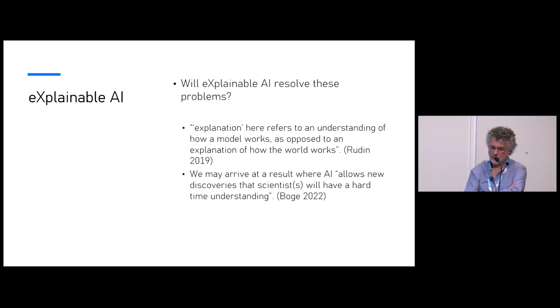A solution that has been proposed by computer scientists is the development of what they call explainable AI. So here they are trying to develop models which in turn will try and explain the way in which AI produces the results it does. But this seems not to be a very complete solution to all the problems mentioned above, because explanation here, as Rudin says, refers to an understanding of how a model works, but not an explanation of how the world works, right? And this, as Boge also has pointed out very recently, may lead us to a result where AI may allow us to make new discoveries, but scientists will have a hard time understanding them. So it is not entirely clear yet whether explainable AI will in fact resolve these problems which hinder explanation and understanding through the use of AI.